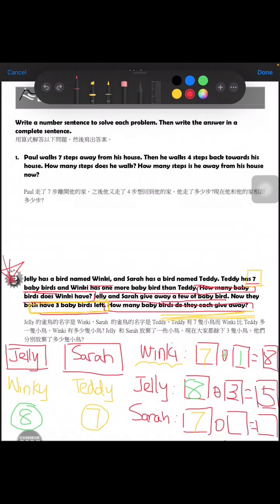How about Sarah? 7 minus 3 equals to 4. Right, so Sarah gave away 4 baby birds.